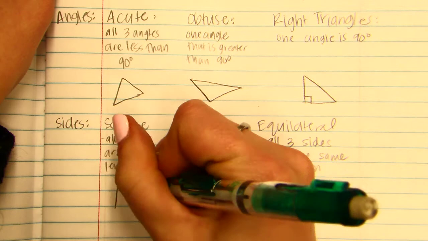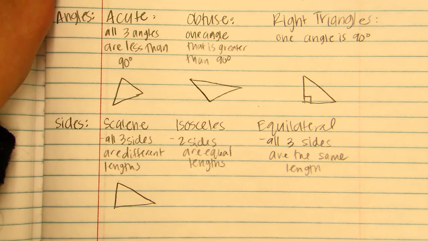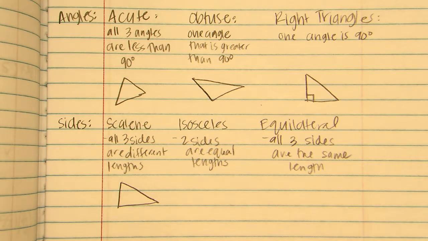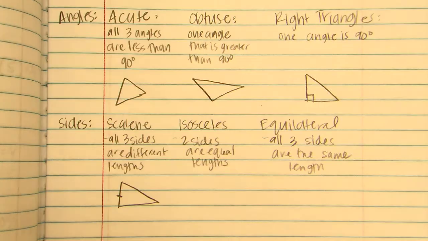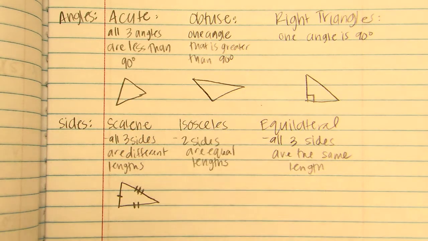Okay, when we draw the pictures on these ones, it's very important that we label each side. So this is a scalene triangle because all three sides are different lengths. And since I can't draw things perfectly, I have to be very careful about how I label each side. So if I label this side with one little tick mark, and this side with two, and this side with three, that symbolizes that they're all three different lengths. If they have the same number of little tick marks on them, then they're the same length.